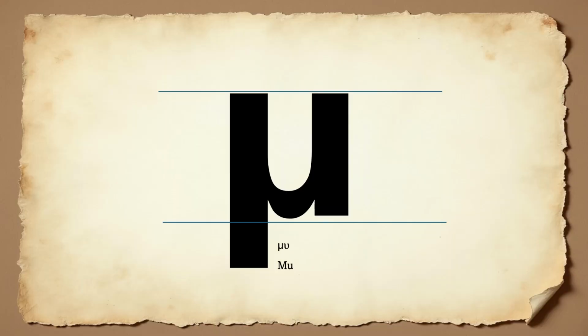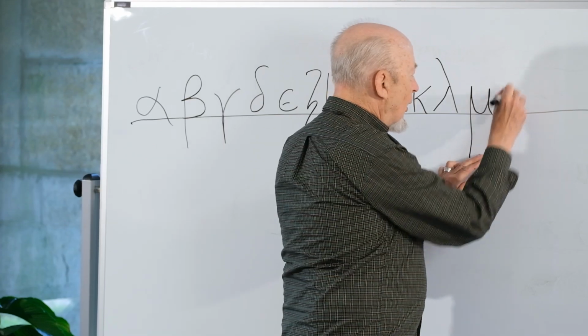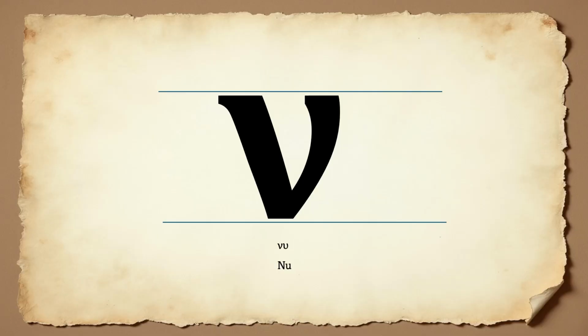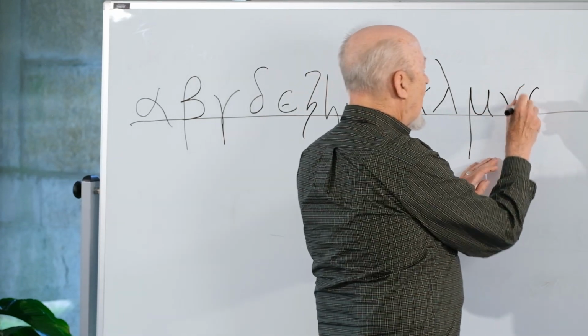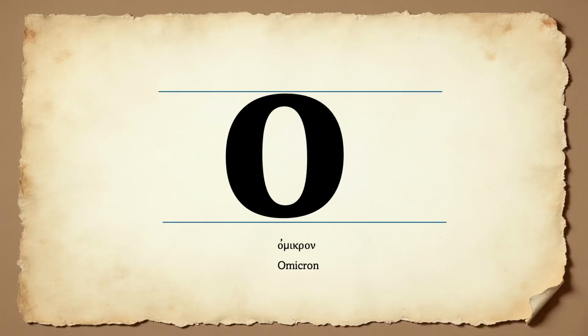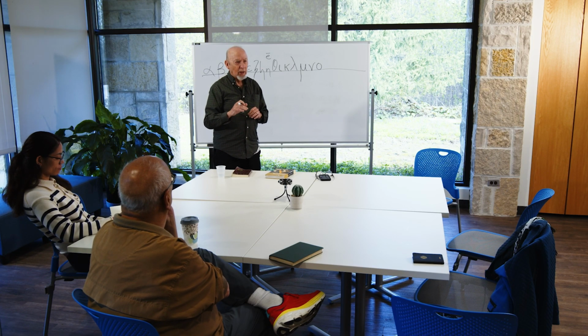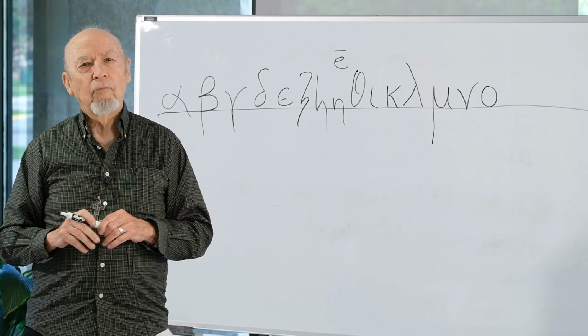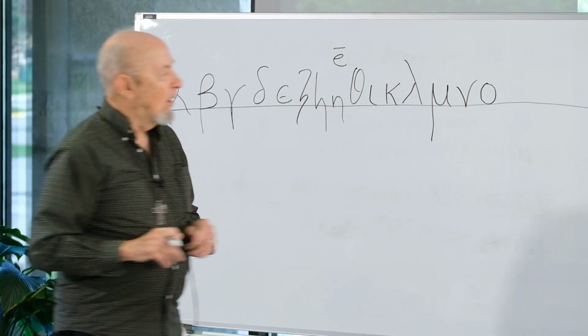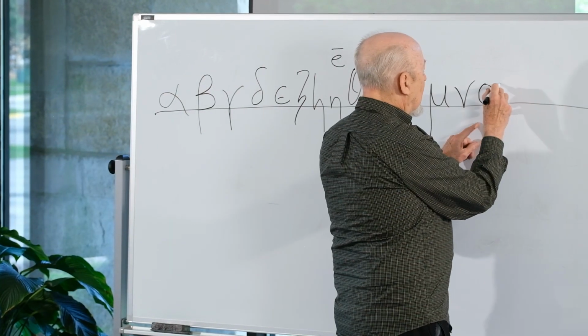Kappa, lambda, mu. I grew up on a farm. That's the sound of a cow. Mu, nu. That's a cow with a hare lip. Mu, nu, omicron. It's a short O sound, hence the micron of the name, omicron. There's a little O and there's a big O. Omicron.